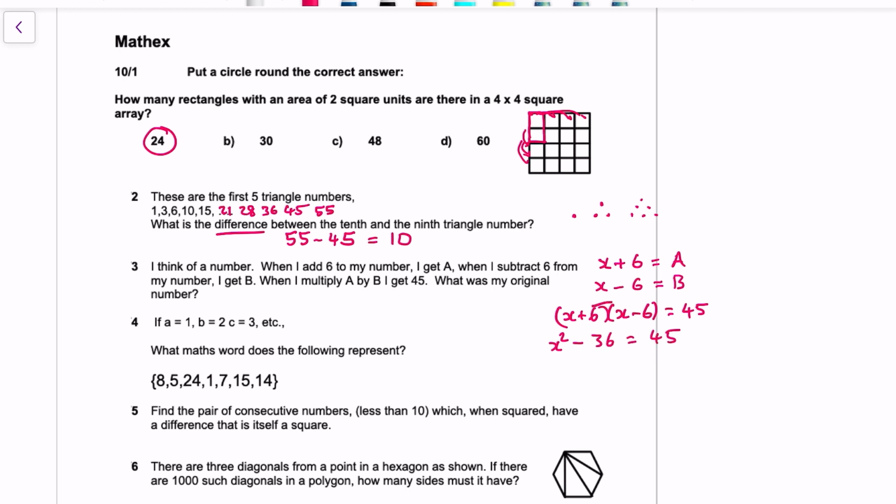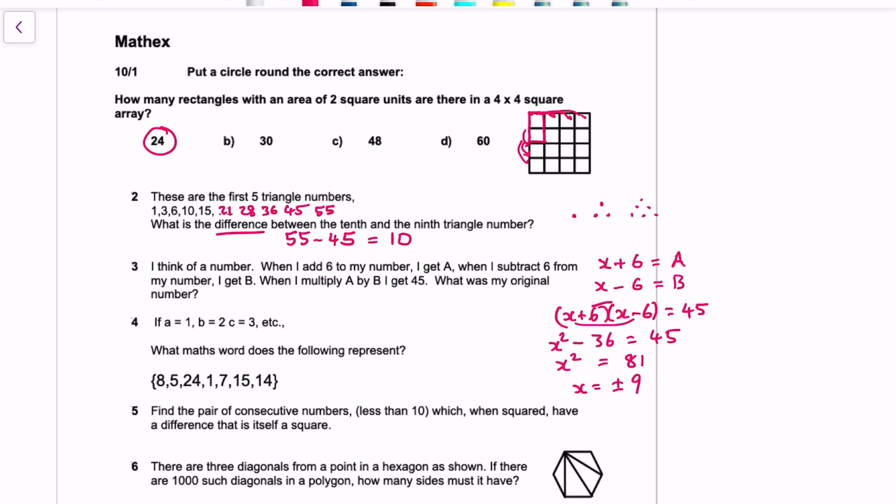Okay, x squared plus 6x minus 6x, they cancel, so you get x squared minus 36 equals 45, which is the same as x squared equals 81. X is equal to plus or minus 9. Both answers work. Although in the Mathex solutions, actually, they only had the number 9 listed there. They said accept -9 as well. Both of those work. Okay, question 4.